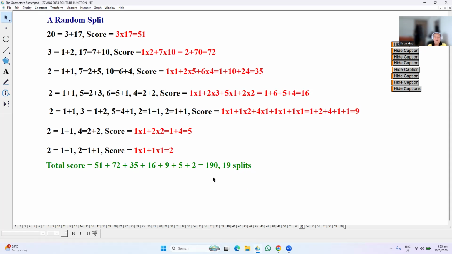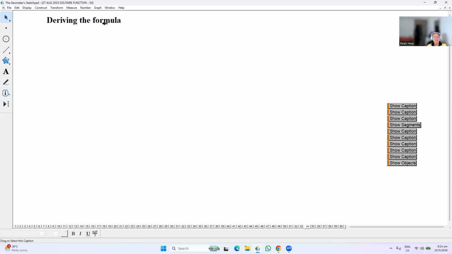Again, 190 with 19 split. So the score seems to be always the same. That's when we will start to investigate why. Let us go to the next half of the video, deriving the formula.